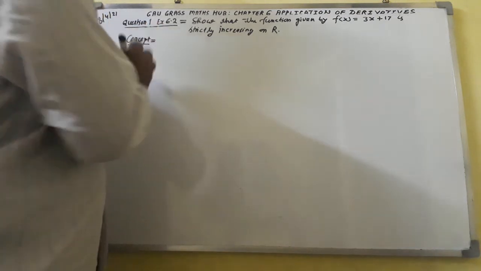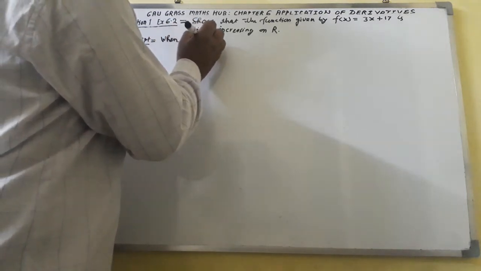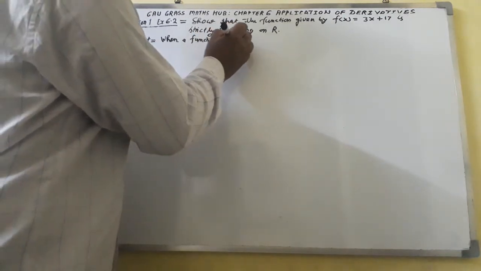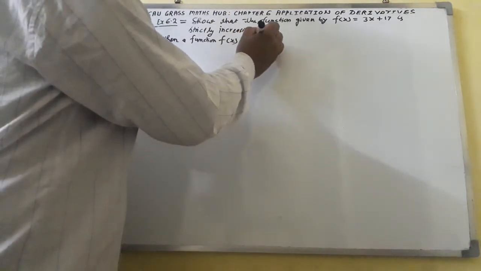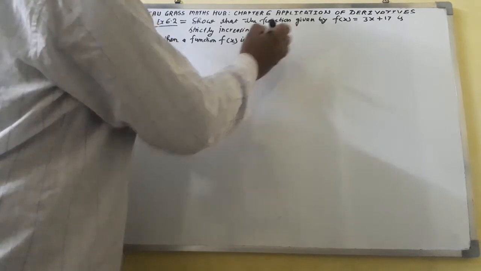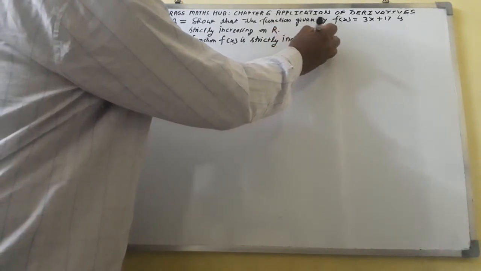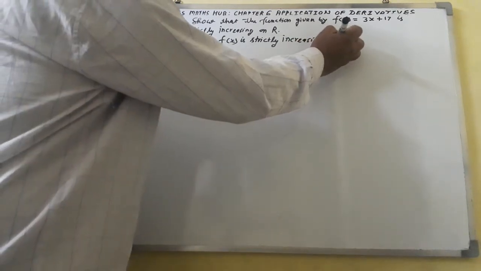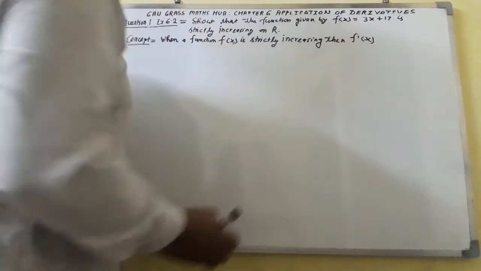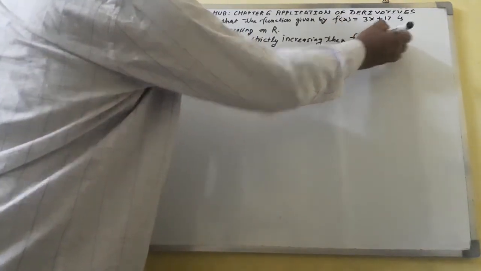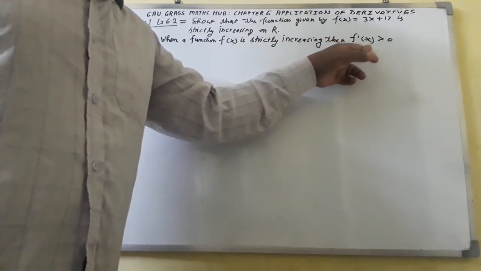Concept. When a function f of x is strictly increasing, then f dash of x is greater than 0.